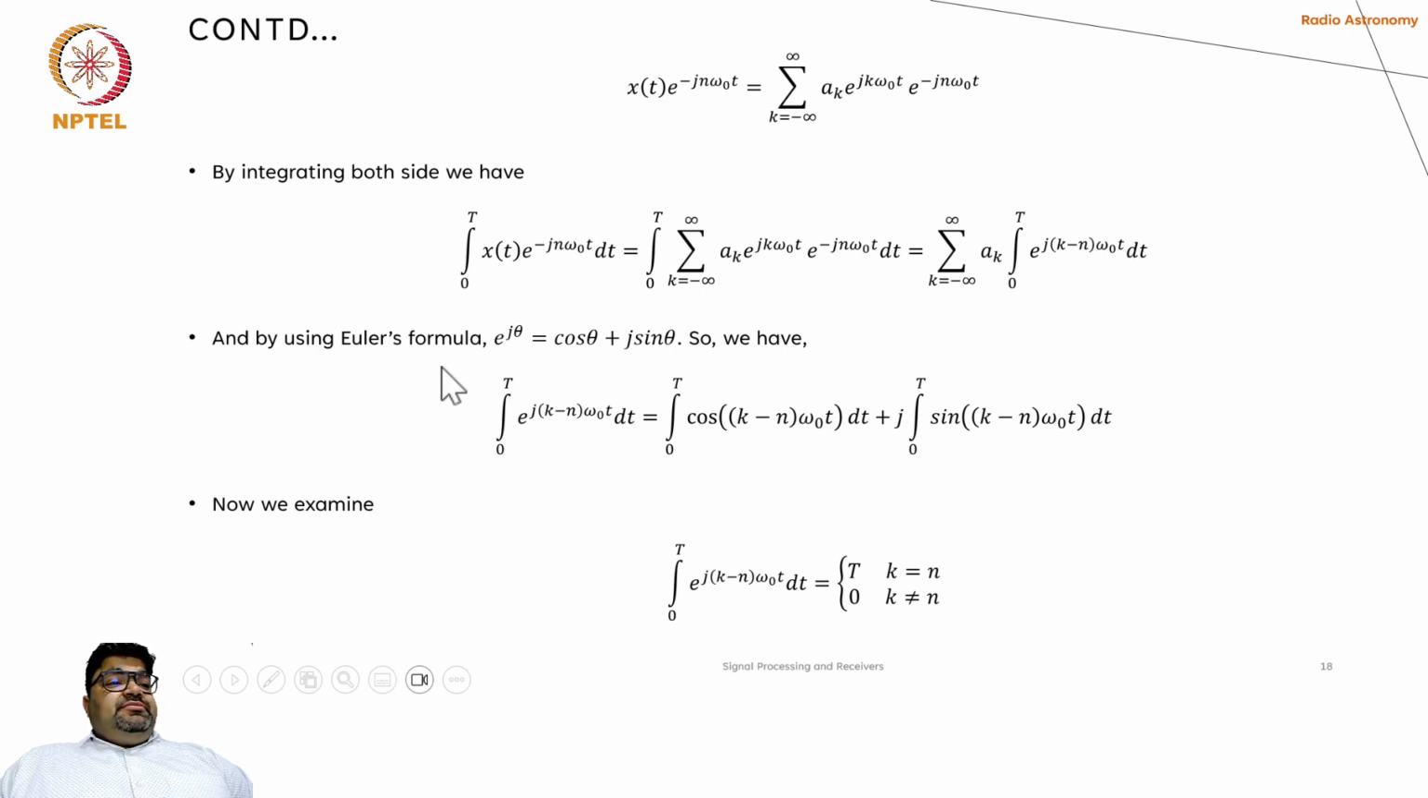Now you can write e to the power j theta in terms of cosine theta plus j sine theta. That is Euler's formula. If you do that, you come up with e to the power j k minus n omega naught t as the integral of cosine of k minus n omega naught t dt plus j times the sine integral. We also observe that if k is equal to n, then this integral goes to T. If k is not equal to n, then this goes to 0.